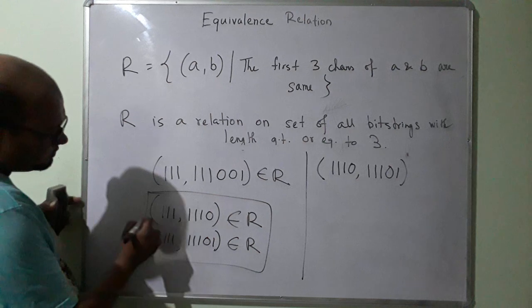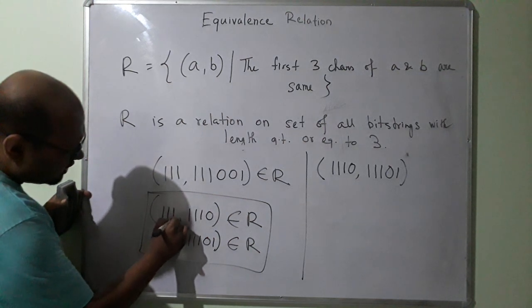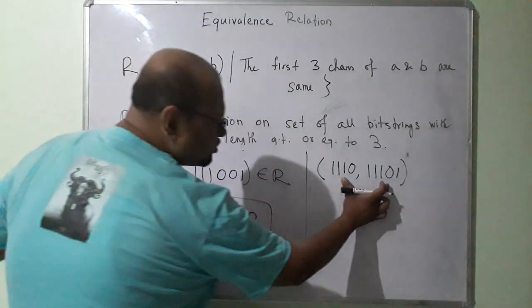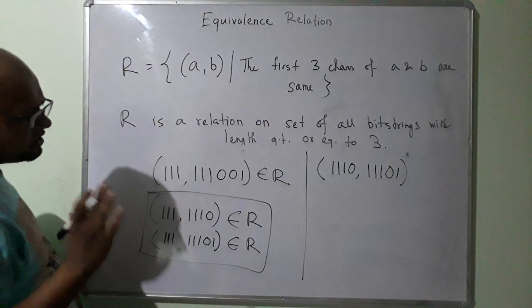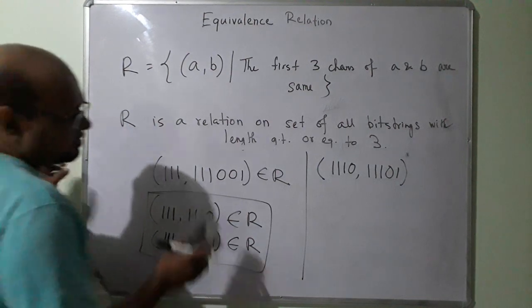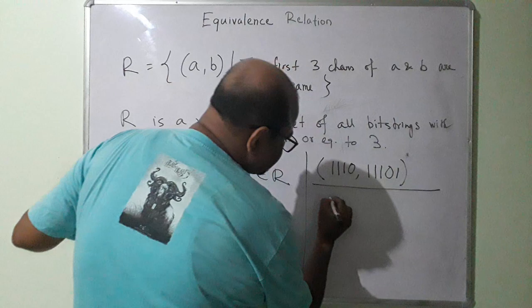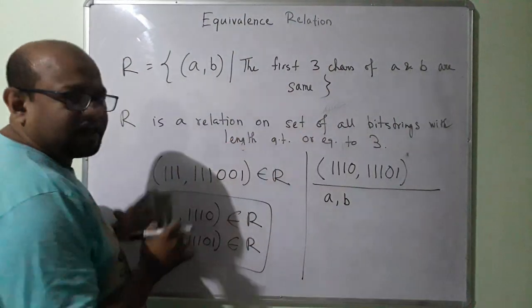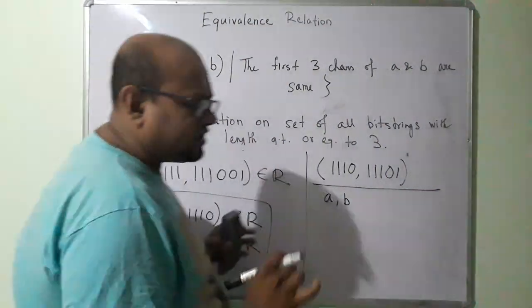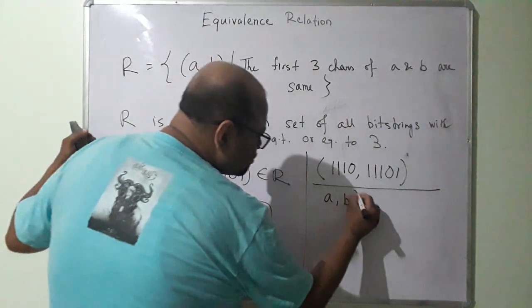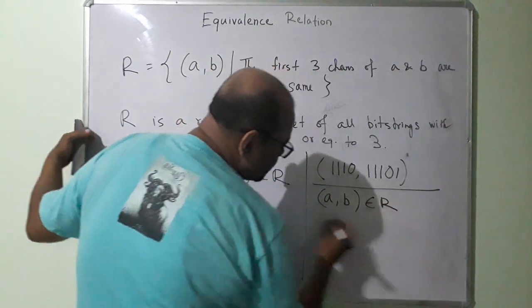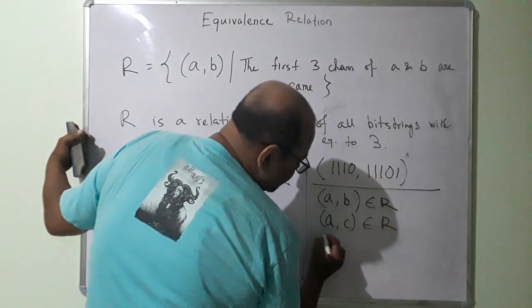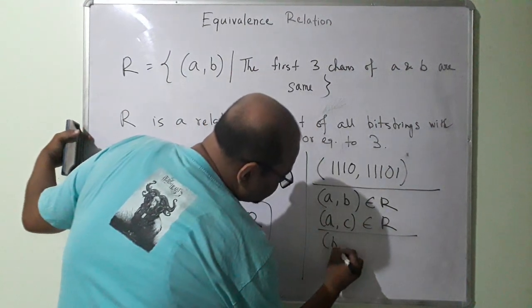Alright, so when I have this 111 and something else, then this will also belong to the relation. Alright, now what is the reason for that? What I am saying is this, AB. Okay, now forget this specific relation and think about any general equivalence relation. If AB belongs to the relation and AC belongs to the relation, then does BC belong to the relation?